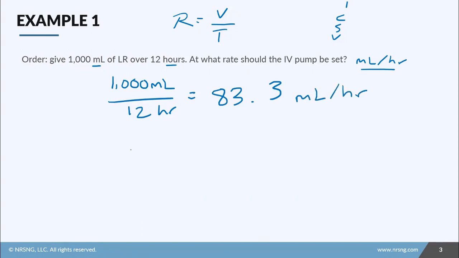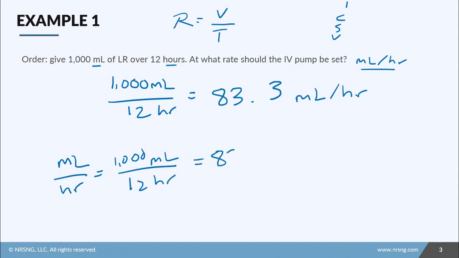Now let's look at this in dimensional analysis. Always start with what you're looking for. Transfer your units over. What do we know about milliliters? 1,000 milliliters in 12 hours. There we go. Same thing, 83.3 milliliters per hour. All right, let's do another one.